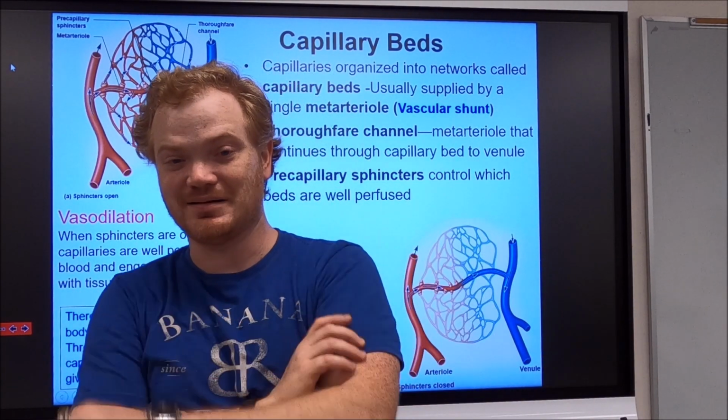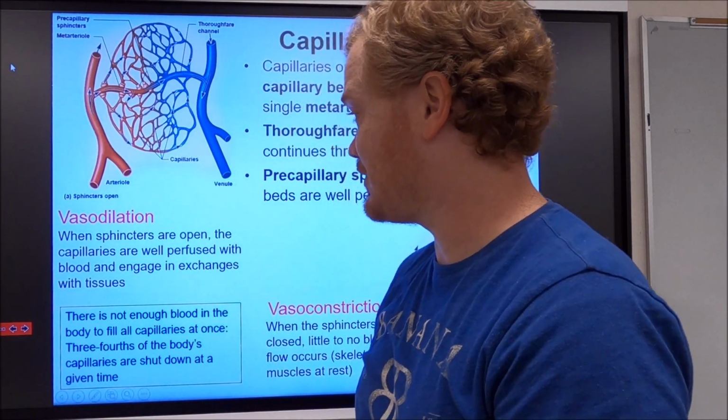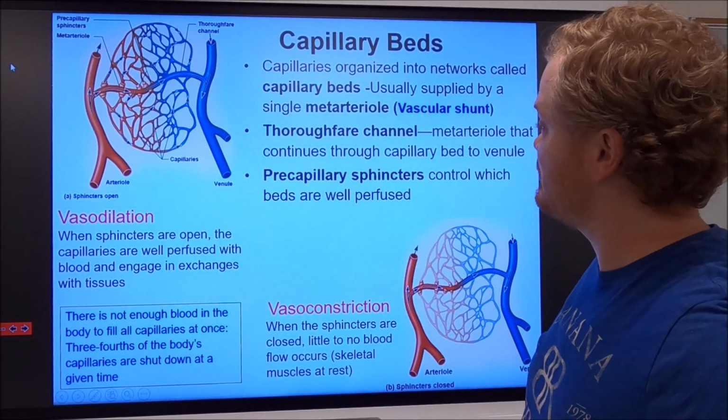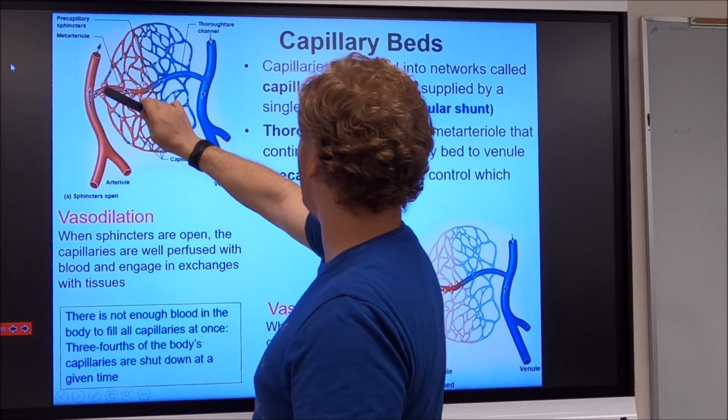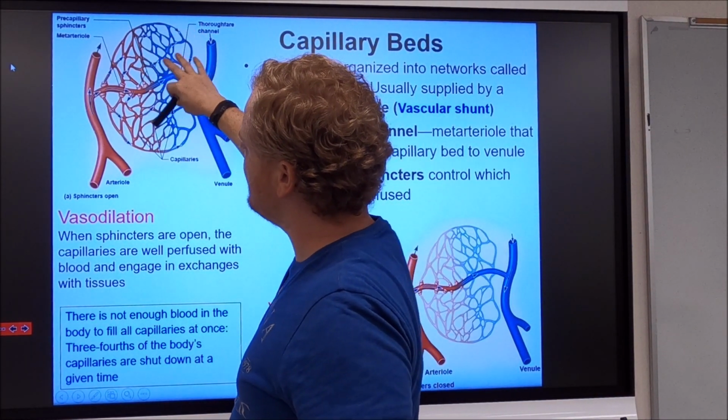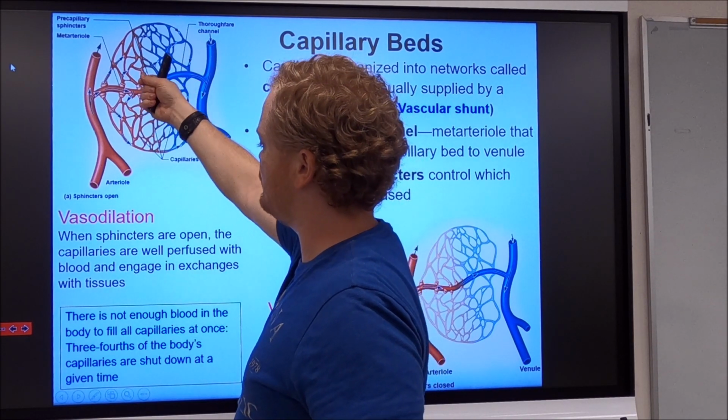So again, think about a bicep, think about anything in the body for that matter. They're all going to have capillary beds and allow for the movement of fluids. So when the precapillary sphincters are open, they're going to allow a lot of flow into these capillary beds, but otherwise they're going to close these off.